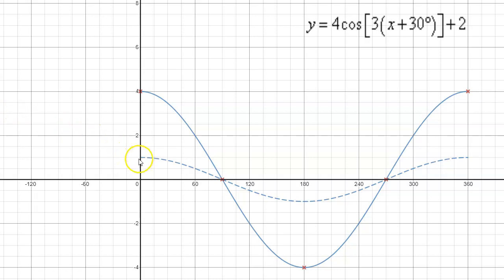Just take a look here. We were at 1 here. The maximum was at 1 on the y-axis. Now it's at 4, right? 0 times 4 is still 0. Negative 1 times 4 is negative 4, etc.